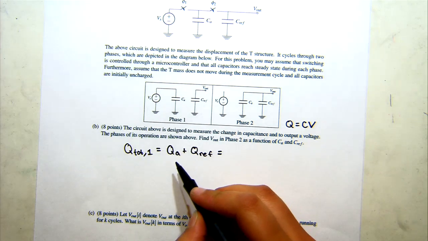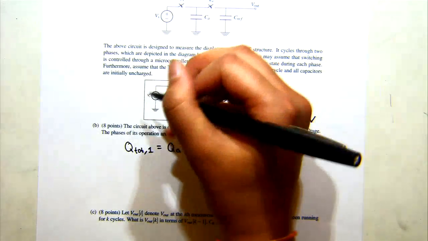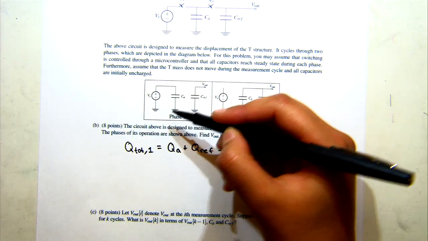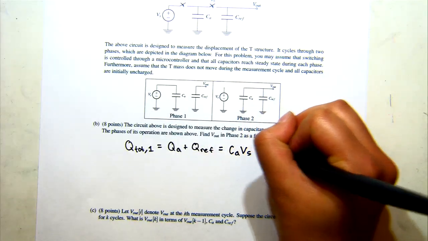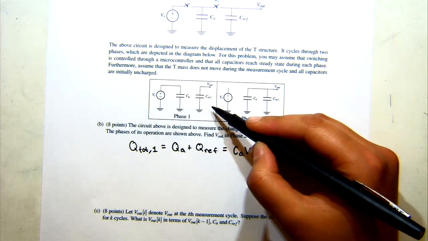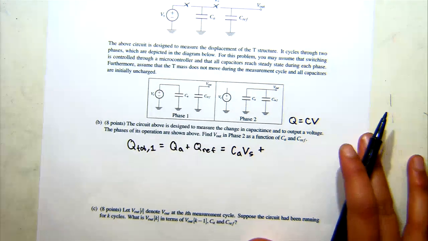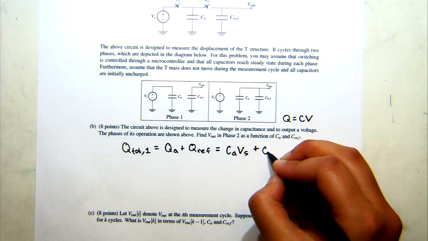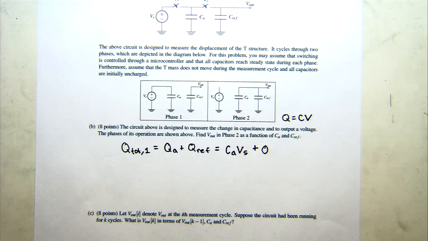The charge is equal to capacitance times voltage. So for QA, its capacitance is CA, and the voltage across it is the same as VS, since it's in parallel with VS. So this is going to be CA times VS. Now, for Cref, however, we're told that it's initially uncharged, which means the charge on it is going to be 0. So this is the amount of total charge that we have in phase 1.